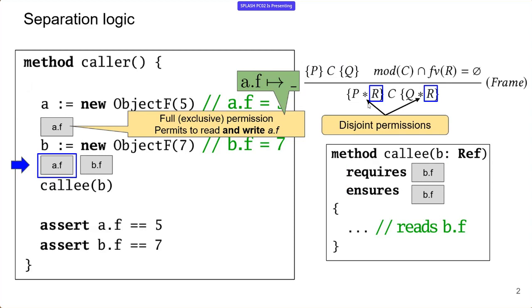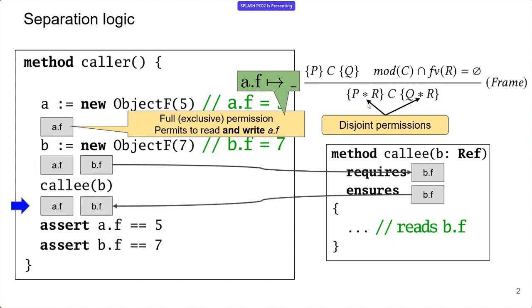R is typically called the frame here, and in our example, R corresponds to the permissions that are not transferred to the callee. So this is a.f, and a.f is kept by the caller during the method call. On the other hand, permission to b.f, because this is asked by the precondition, is transferred to the method callee, and this is transferred back from the postcondition to the caller. And now using that, we can actually prove that a.f is still 5, and the reason is that callee couldn't have possibly modified a.f because callee never had the permission. The caller always had the permission to a.f.